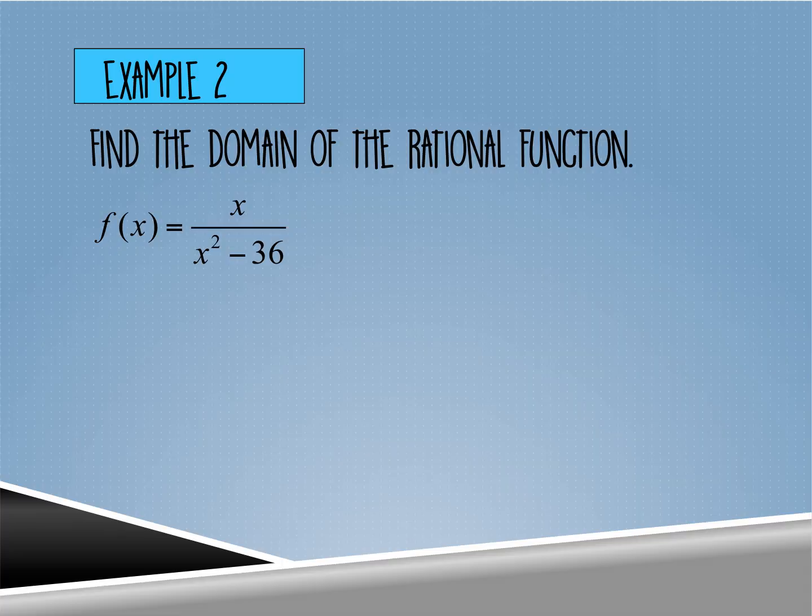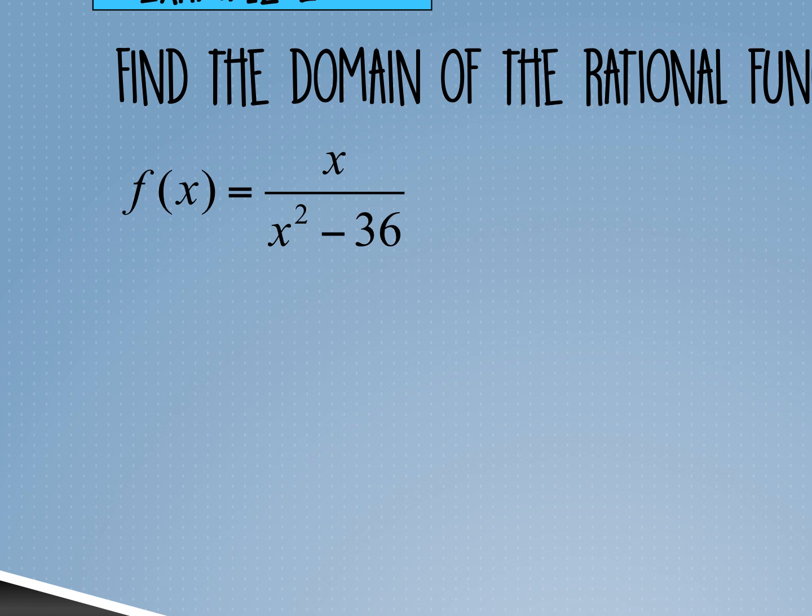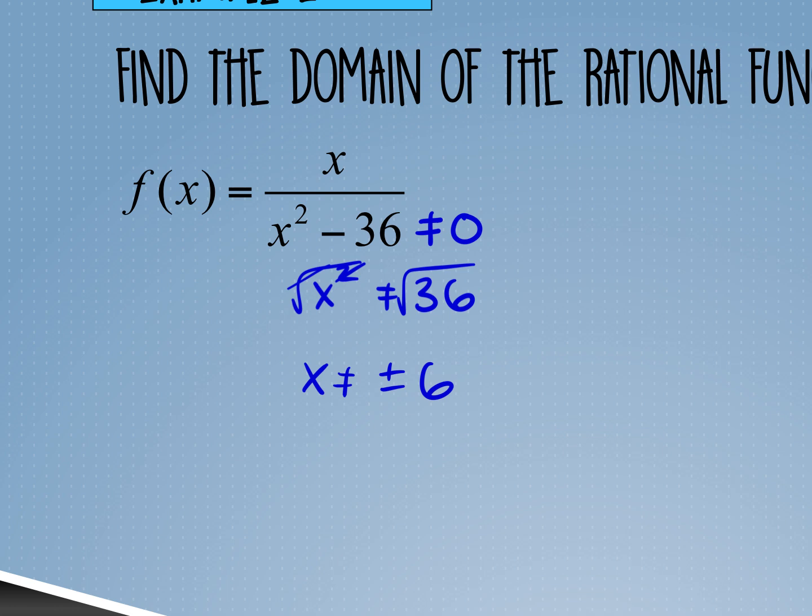All right, example 2. I want to find the domain of the rational function again. What would we do? Set the denominator not equal to 0, and we solve. So x squared does not equal, we're going to add 36 to the other side. So x squared does not equal 36. What would we do next? Square root both sides. So what does x not equal? Plus or minus 6. Awesome. So we'd say all real numbers except 6 and negative 6.